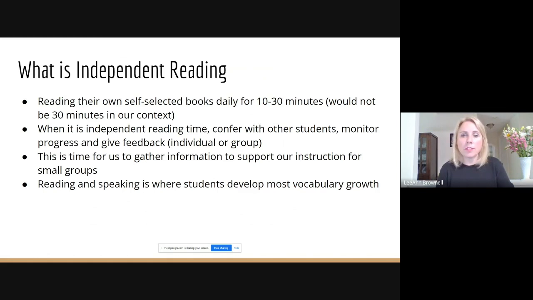And so very valuable, because this time that you are spending with a small group or an individual is what's going to inform your practice for upcoming lessons. And when you are following all pieces of this reader's workshop, you're giving students an opportunity to be reading and speaking about what they are reading. And this is what really supports their vocabulary growth.